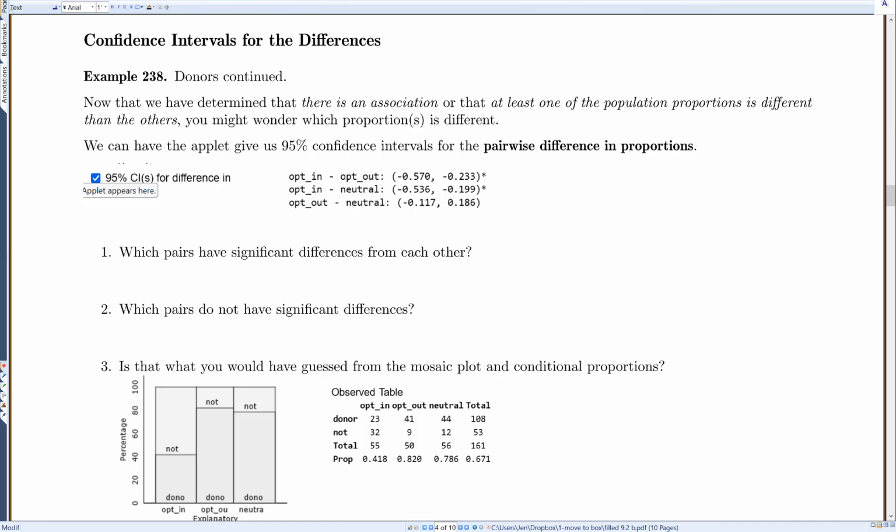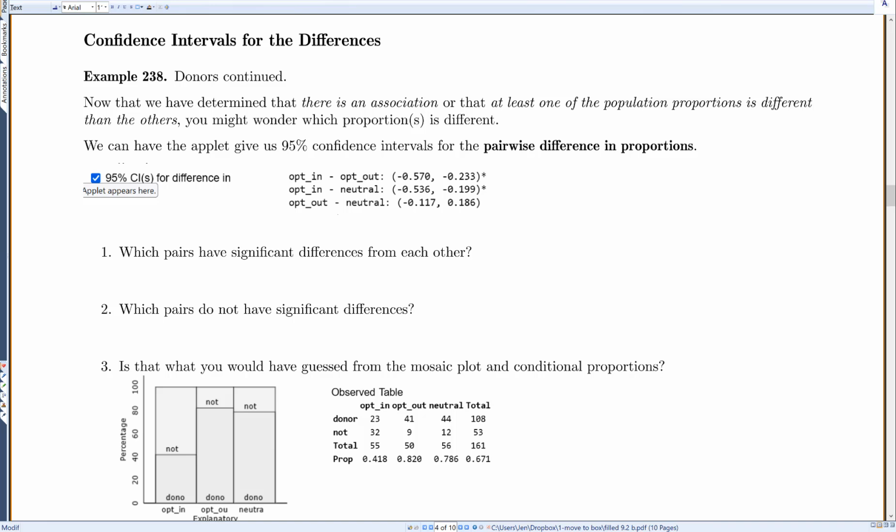So these are the differences in the proportions for each pair. When we look at it, if I subtract the proportions between opt-in and opt-out, we're pretty sure the difference in the population proportions is between negative 0.57 and negative 0.233. For opt-in versus neutral, negative 0.536 to negative 0.199. And if we compare opt-out and neutral, we're pretty sure the difference in their population proportions is between negative 0.11 and positive 0.186.